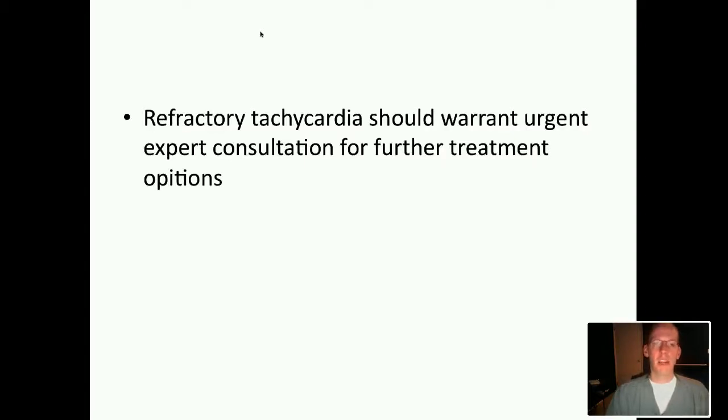For refractory tachycardias, where you've done the adenosine or you've shocked them and it didn't work, that requires urgent expert consultation for further management. If patients are not responding to the usual treatments, they're going to need advanced pharmacological intervention, maybe overdrive pacing if it's torsades or something. So that's going to require expert consultation. Get the help in. That's beyond the scope of this course.